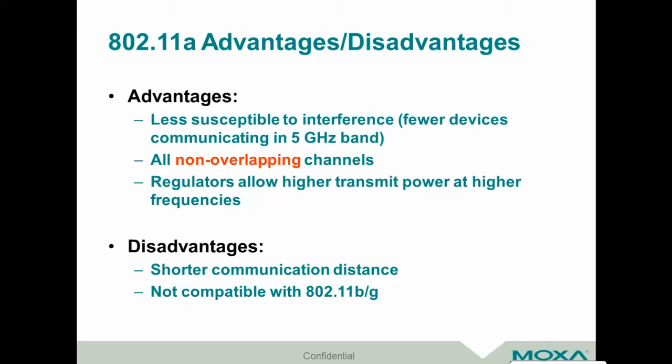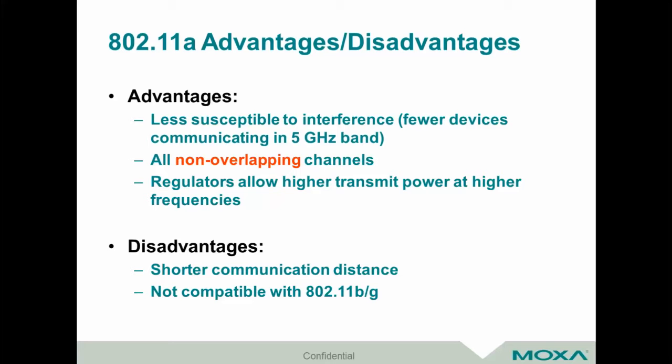Now 802.11a, as I mentioned, is the wireless protocol that operates on 5 gigahertz. The advantage of this is that it's a lot less susceptible to interference. Not only is the protocol itself a little bit more hardy in terms of interference resistance, but there are also a lot fewer devices that communicate in the 5 gigahertz band. The other nice thing about 802.11a is that all the channels within the space are non-overlapping, which means that you can use adjacent channels without a problem and without worrying about them interfering with each other.